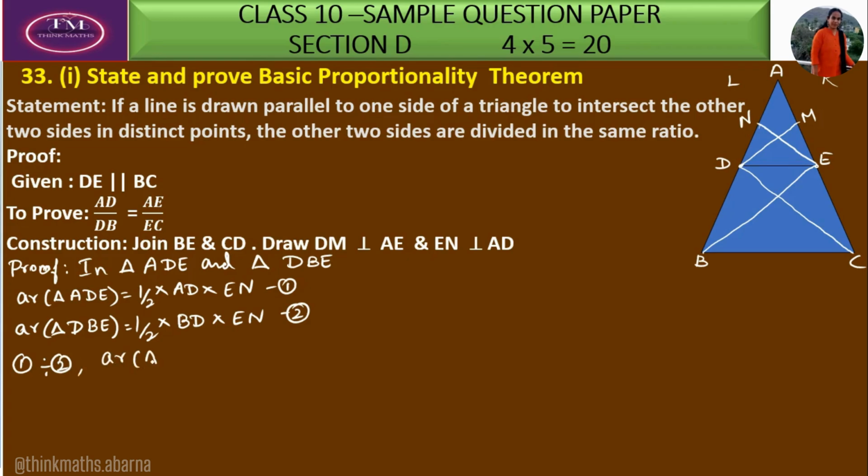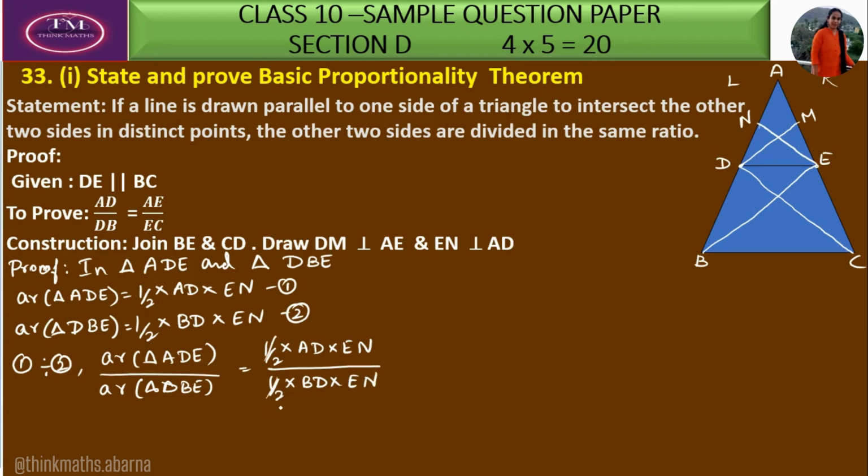Now area of triangle ADE divided by area of triangle DBE equal to half into AD into EN divided by half into BD into EN. So half gets cancelled and EN gets cancelled. So we will get AD by BD. That is, area of triangle ADE divided by area of triangle DBE is equal to AD by BD. So this is equation number 3.